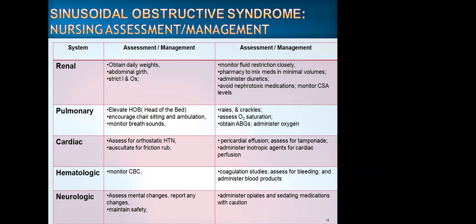Hematologically, we will see the CBC, and coagulation studies may be required, and assess for bleeding and administration of blood products. During administration of blood products we have to keep an eye, because platelet dysfunction is there; if you give an overload it is not going to work, and if you give more platelets it is going to worsen things further. Neurologically, we have to assess the mental status of the patient, and when we are giving sedation, we have to keep an eye on the consciousness of the patient.